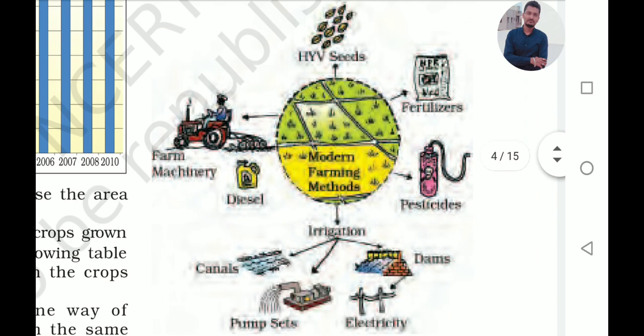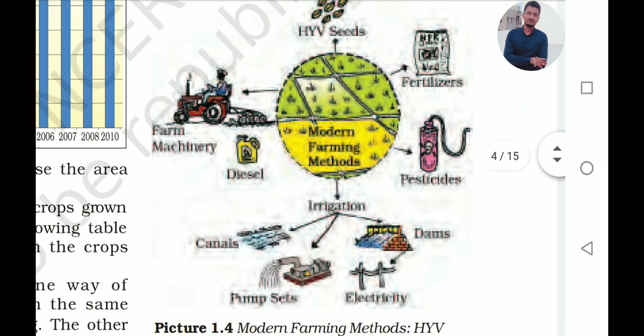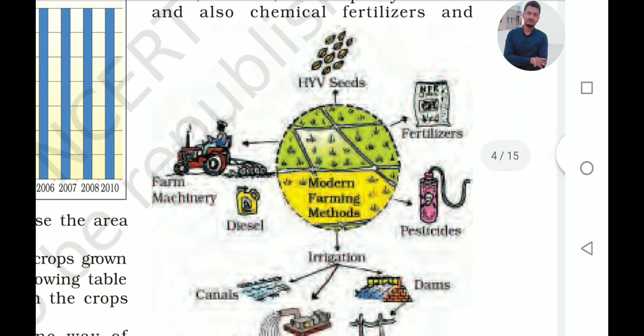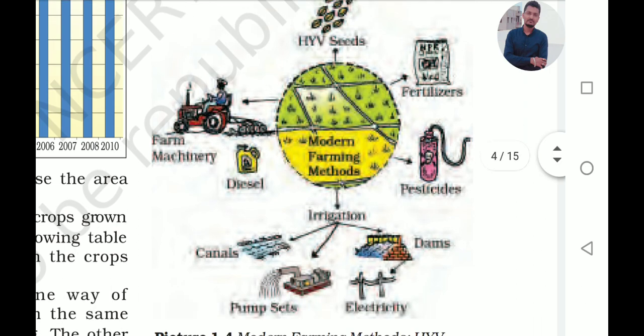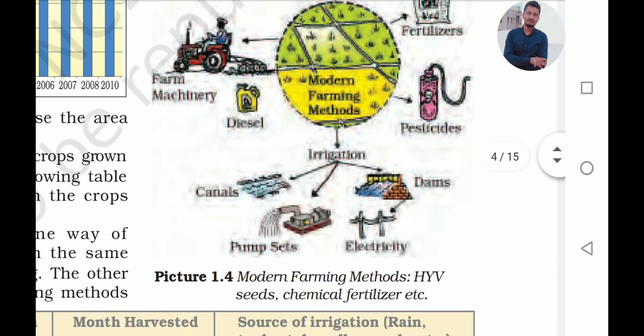Different inputs are given here in picture 1.4. You can see here what the modern inputs and modern farming methods are. First we discussed HYV seeds, fertilizers, pesticides, insecticides. On the left side, farm machineries like tractors, threshers, harvesters. Fuel they are using, like diesel here, some submersible pumps are there with electricity, and at the same time some fuel-consuming pumps are also available.